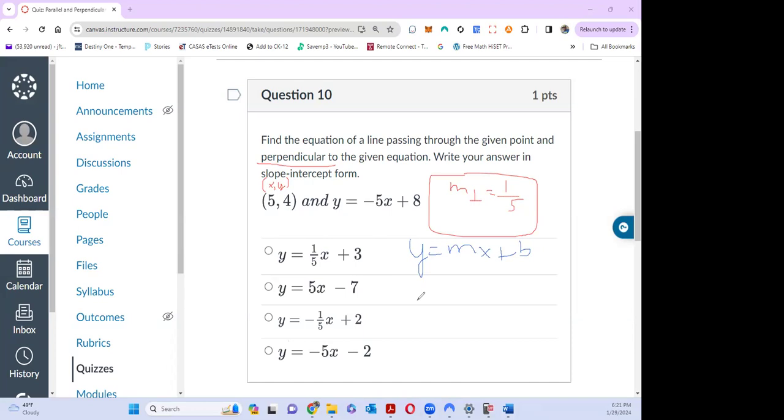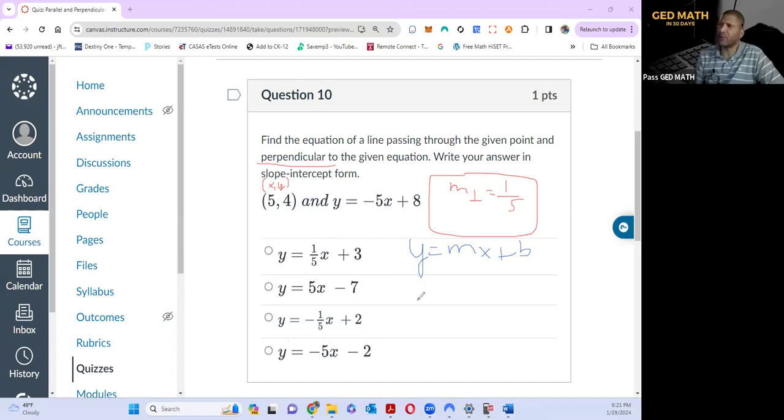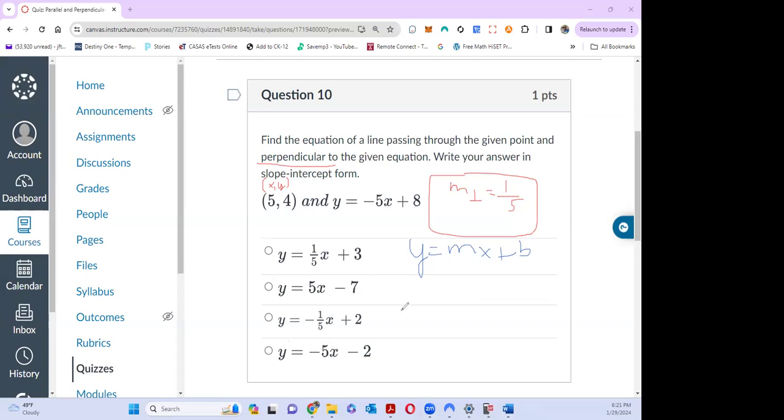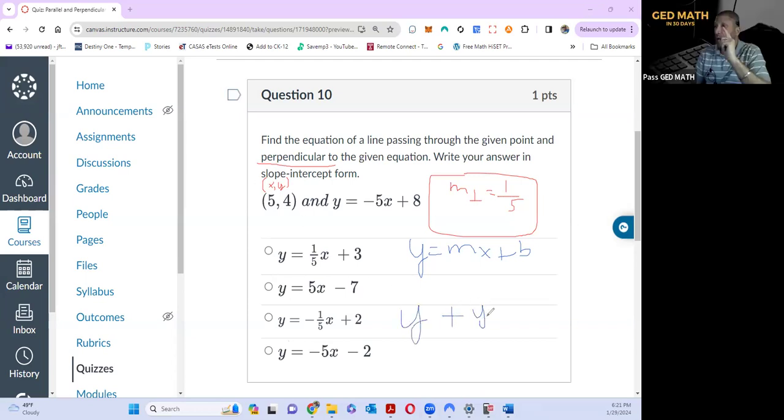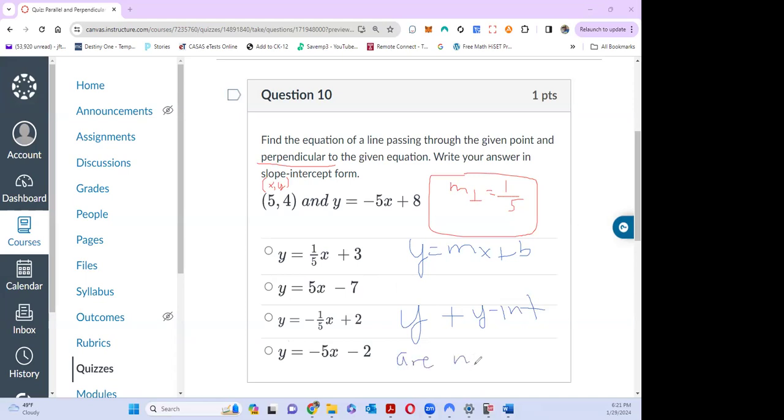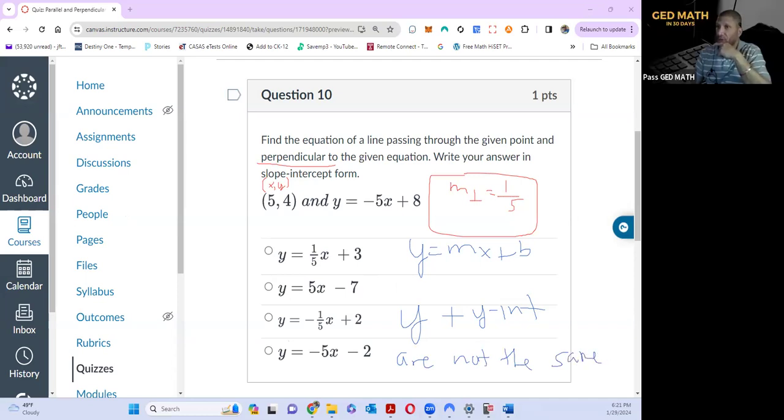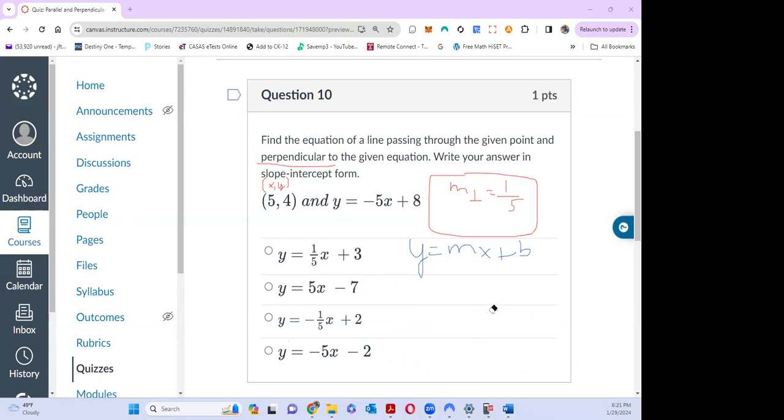No, it is not 8. Okay, where are we? Y and y-intercept are not the same thing. You're talking about x and y, the points. Those are not the same. That's important for you to know because a lot of people make that mistake. What I'm asking for is what y is. What is y? Y is 4.